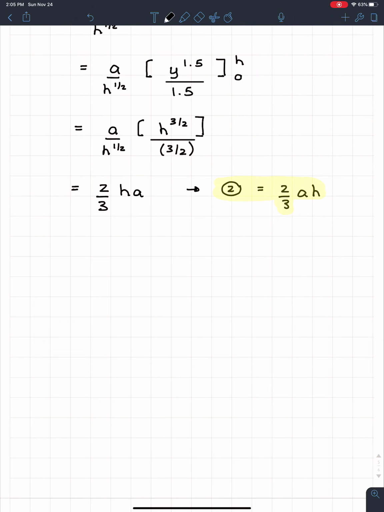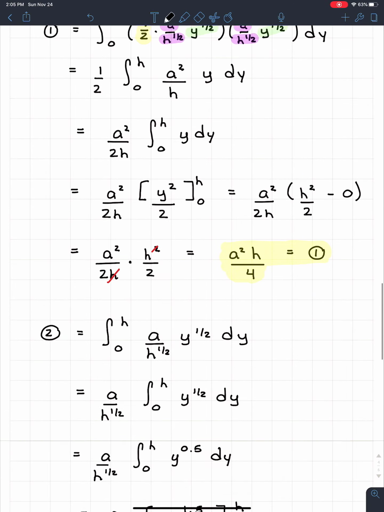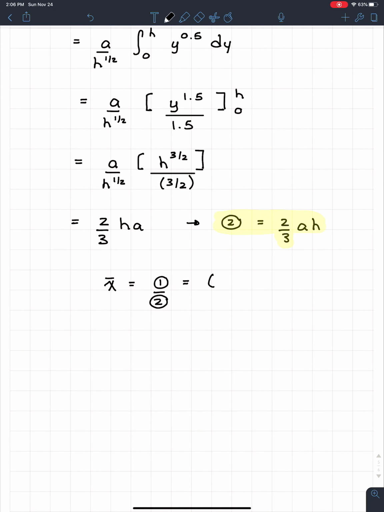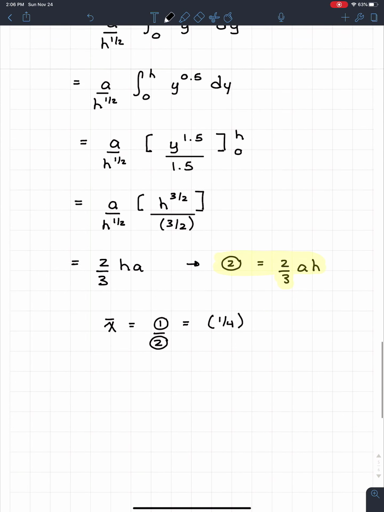So from here, we can say that x bar is going to be equal to 1 divided by 2. And now we know 1, and we also know 2. So we're going to come up here. 1 is equal to, what I like to do, and this is kind of cheap, but I just put it like this, 1/4 times a squared h.